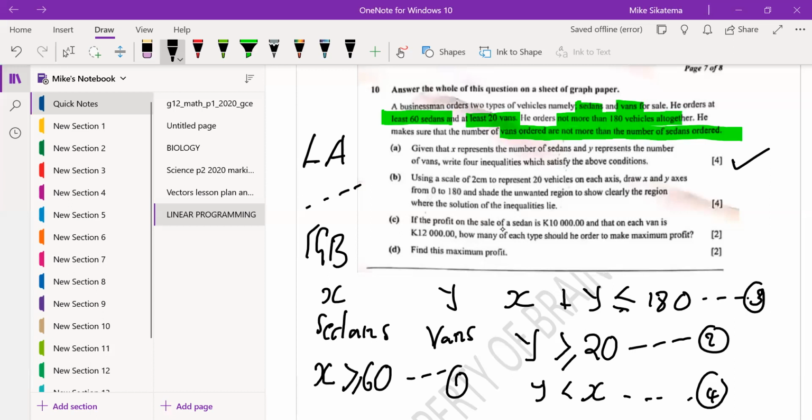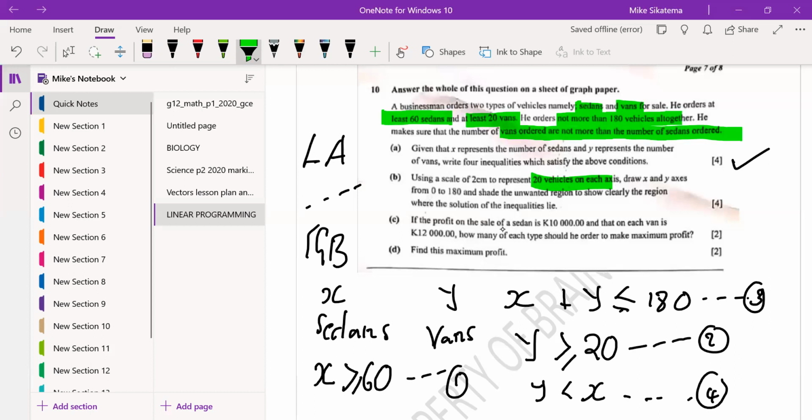Plotting is very easy because now they are saying using a scale of 2 centimeters to represent 20 vehicles on the x-axis and y-axis. So it's going from 0 to 180. We're going 20, 40, 60, 80, 100, 120, 140, 160, and 180 on both axes. We have to illustrate these inequalities. And remember, they are straight lines.